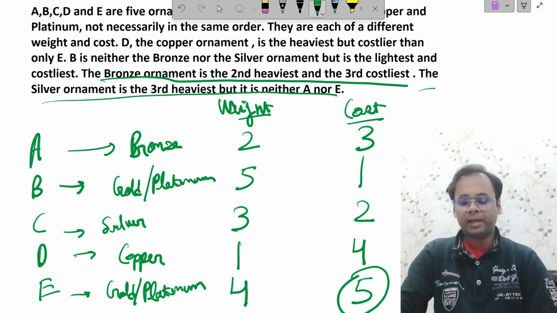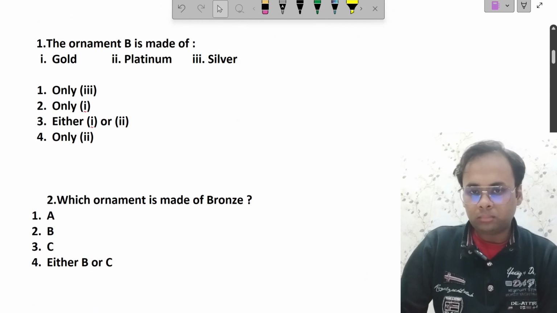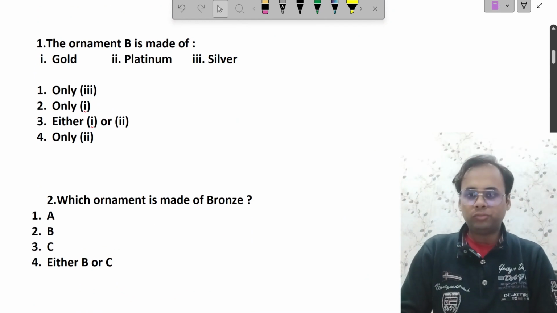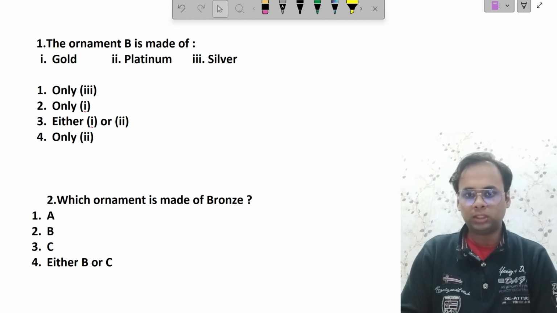So this is the chart we have for weight, cost and in terms of materials. Okay. So congrats if you have carried on the video till now. You have done a major chunk of your work. Now comes the easier part, which are the sub questions.